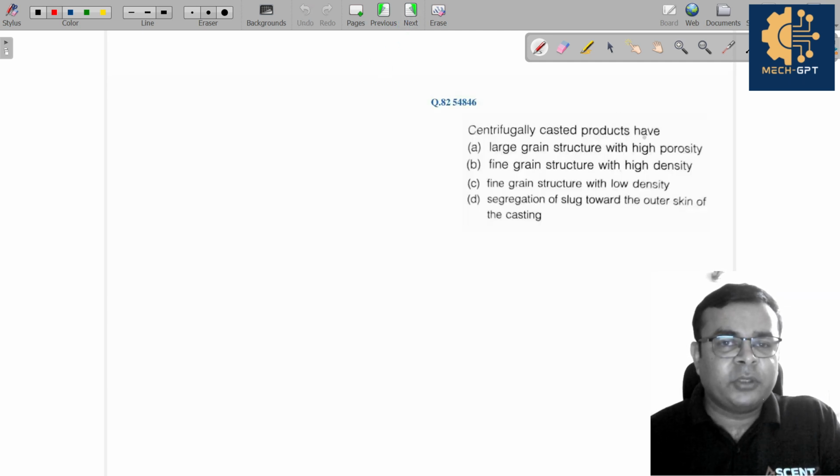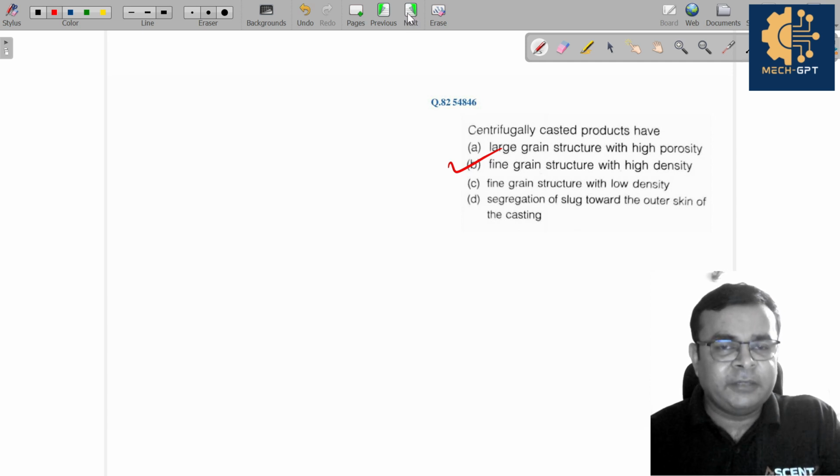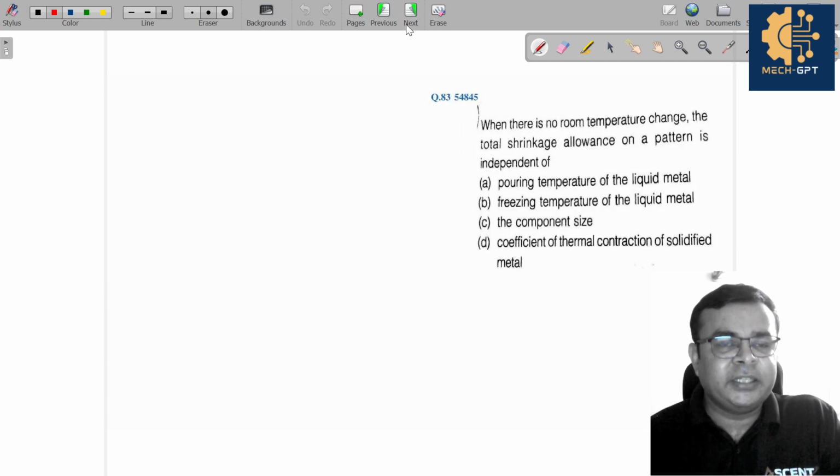Centrifugal casting products have large grain structure with high porosity, or fine grain structure with high density? Yes, fine grain structure with high density. Because due to centrifugal action, the density of the metal will increase. And since here we use a metallic mold cavity, obviously the heat transfer rate is also very fast, and due to this, a fine grain and dense structure will be obtained.